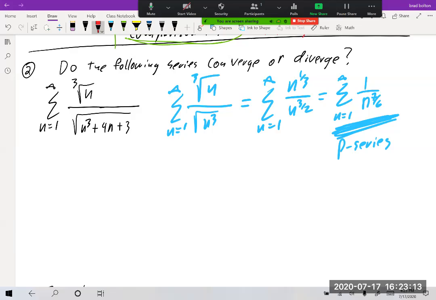Okay, so which series is bigger? Well, I know for a fact that this series on the left is smaller than the series on the right, because this has a bigger denominator. Notice this is just n, the square root of n cubed. This is the square root of n cubed plus 4n plus 3. So this denominator will be bigger than that denominator, and a bigger denominator means a smaller fraction. So then that means I can write this now.